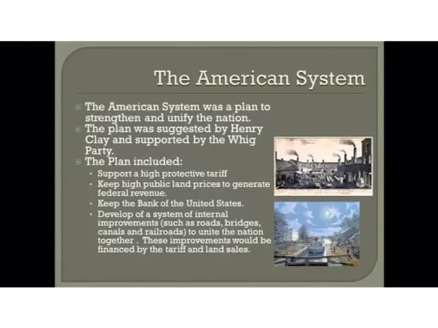So if you charge other people to sell their products here, then you use those extra revenues to build roads and canals here so we can transport our goods to each other even easier. So again, three parts to the American System: a strong banking system, more tariffs, and a network of roads and canals.